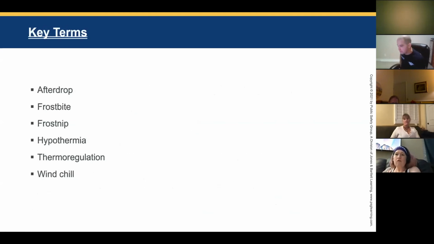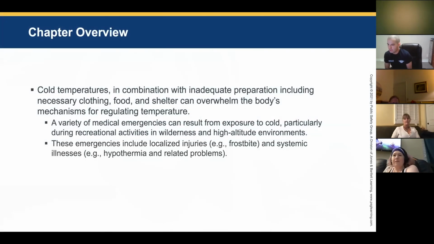All right, a bunch of key terms that you need to know. We will make sure to go over all these key terms during today's lecture. So starting off with the chapter's overview. Cold temperatures in combination with adequate preparation, including necessary food, clothing, and shelter, can overwhelm the body's mechanism for regulating temperature.